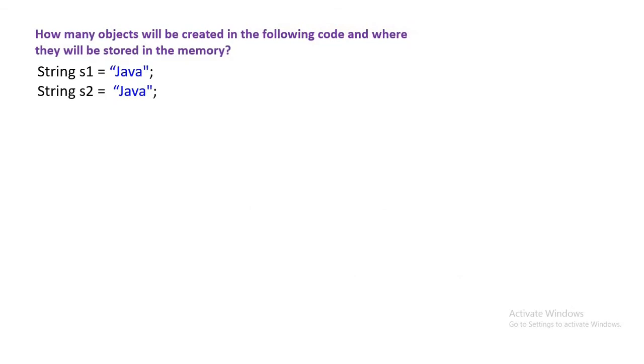How many objects will be created in the following code and where will they be stored in memory? So here you can see I have string s1 equal to "Java", string s2 equal to "Java". Can you tell me how many objects are created here? I'll tell you.